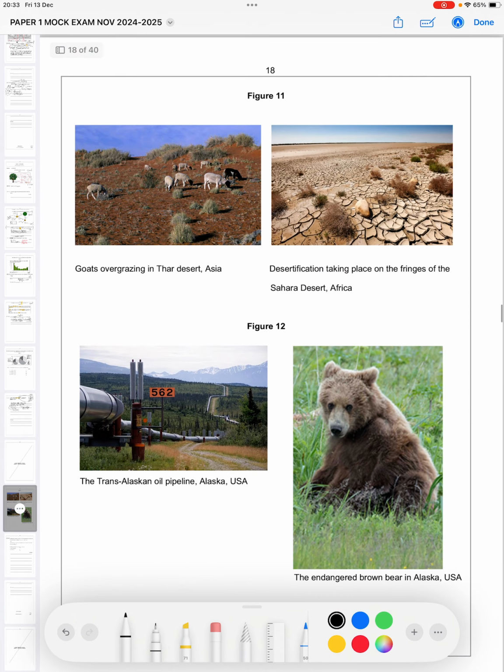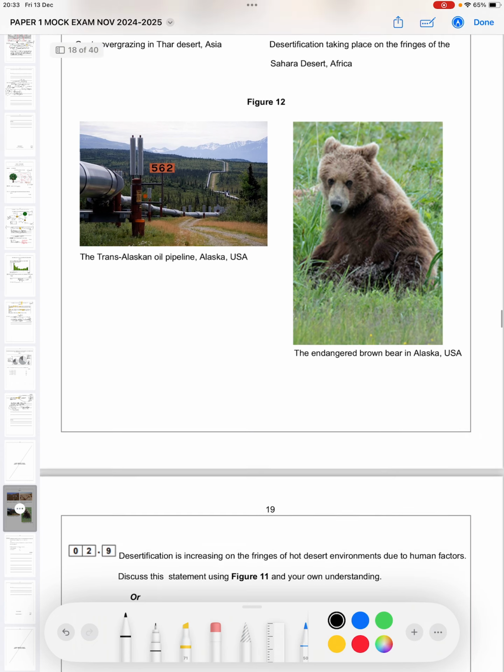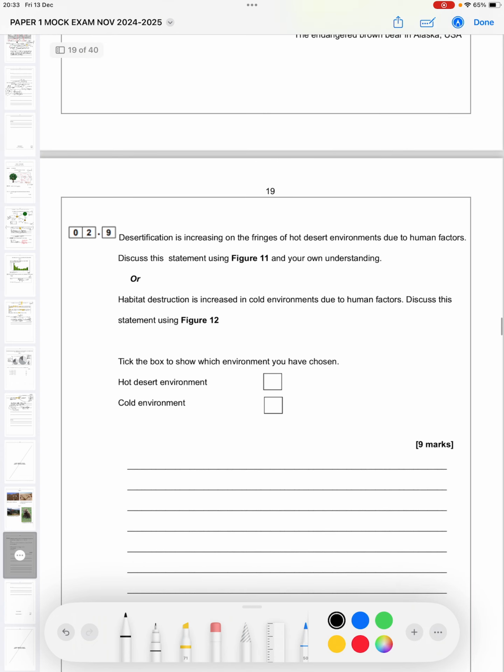Right, last question. Nearly there. So we have got figure 11 and figure 12. So we've got a hot and a cold environment. Now I'm going to focus on the hot environment just because that's what my school studies. But if we just have a little bit of a look.